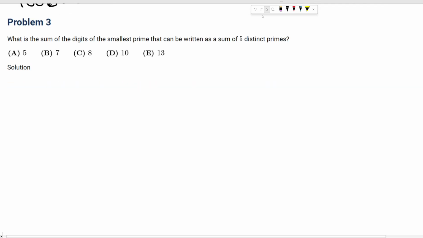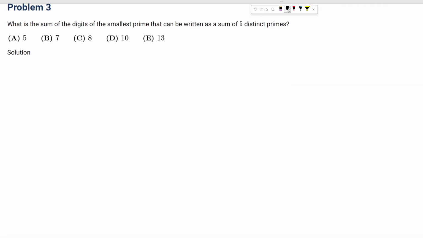Okay. Problem 3. What is the sum of the digits of the smallest prime that can be written as a sum of 5 distinct primes? So, let's just try to find the smallest number that can be written as a sum of 5 distinct primes. We're going to take the 5 smallest prime numbers, which are 2, 3, 5, 7, and 11. And when we add these together, we get 10, 21, 28. Is that right? Yeah. 28 clearly doesn't work. That's not prime.